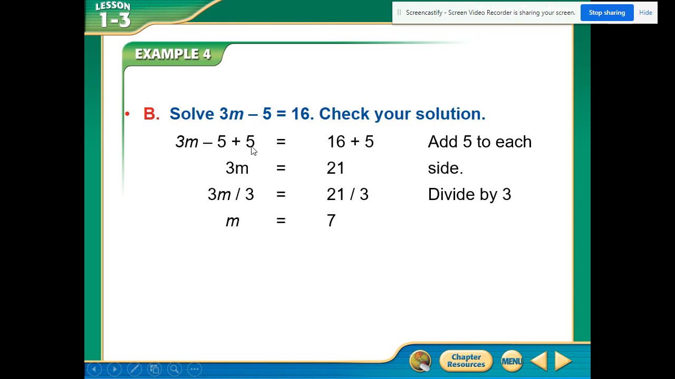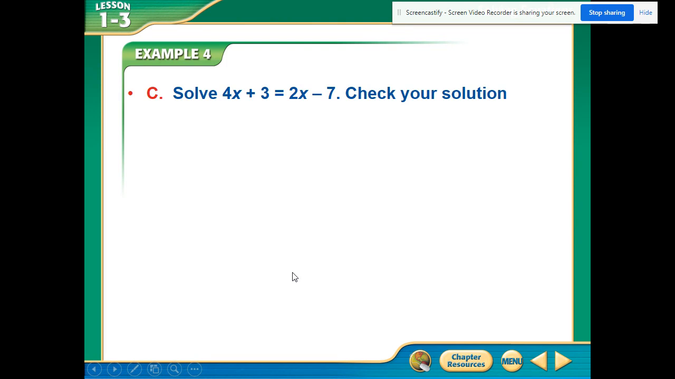So first things first, we're going to add 5 to both sides. So 16 plus 5 is 21. Those 5's cancel out, leaving me just the 3m. And then 3m means multiplication, so we have to do the opposite of that. So 3m divided by 3, or 21 divided by 3, because again, we have to do the same thing to both sides. So m equals 7.